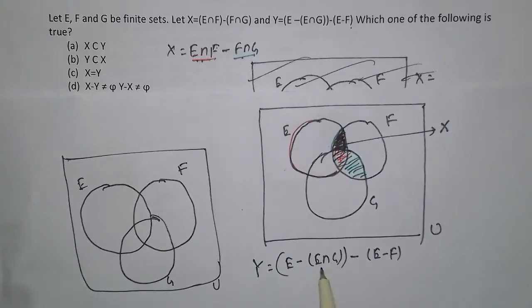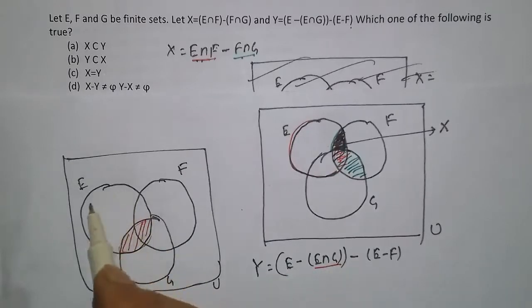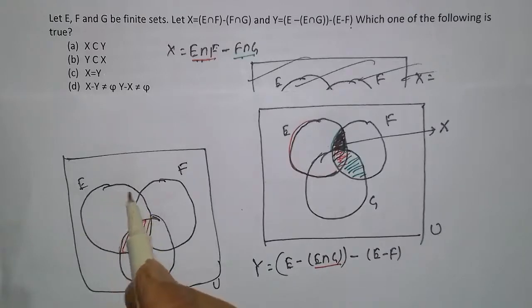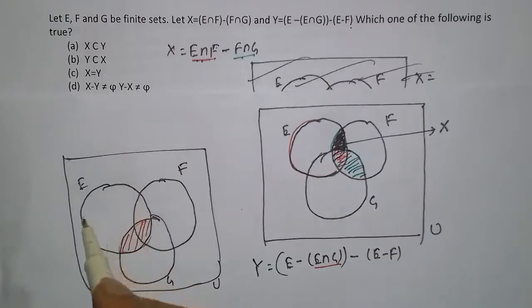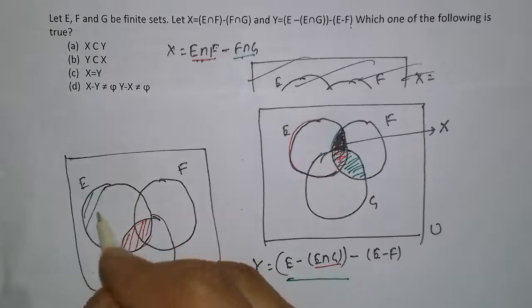see, E intersection G is this area, that is red. E minus E intersection G, this is whole E. When we subtract red area from complete E, I am denoting it with green area. E minus E intersection G is green area, that is this one.